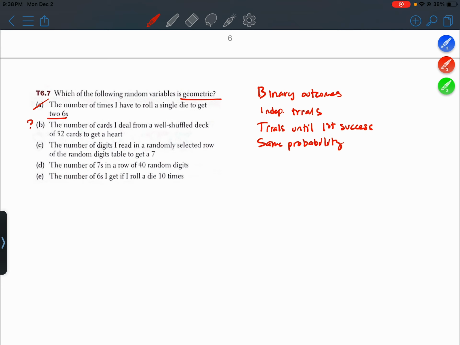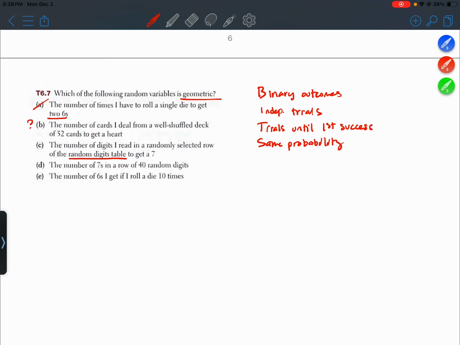Choice C: the number of digits I read in a randomly selected row of the random digits table to get a 7. The random digits table is just an old-fashioned way of using random number generators. In the past, before computers and calculators were as prominent as they are now, people relied on tables of random digits to produce random numbers. So think of choice C as the number of digits we have to generate with a random number generator in order to get a 7.